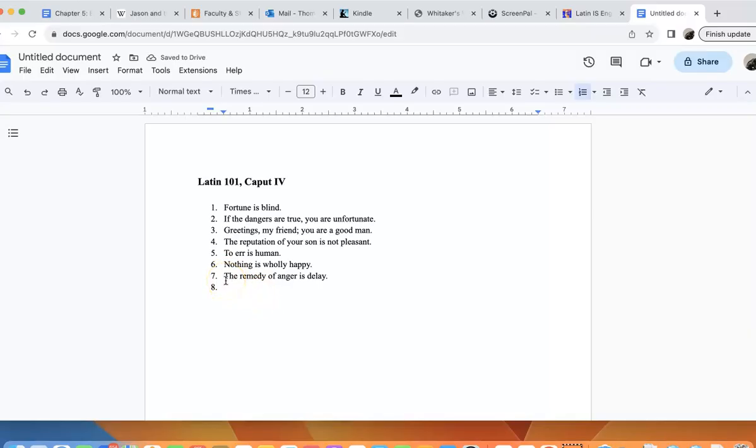Again, if we were publishing this for Princeton University, a new translation of Seneca's essays, we probably would have to be a little bit more creative with our translation, but in Latin 101, we're far from that publication. So I tried to keep it as literal as possible so we can follow the Latin in a more linear fashion.